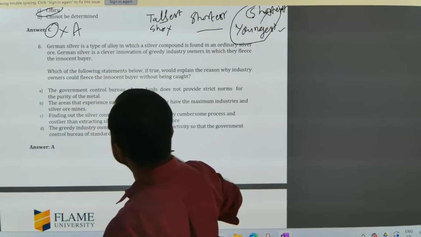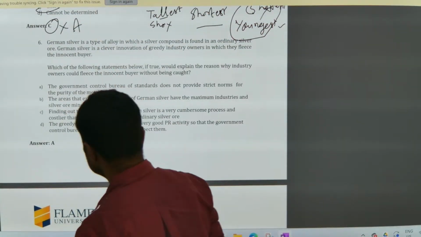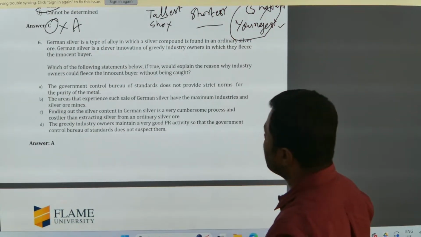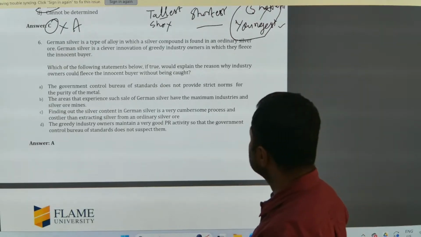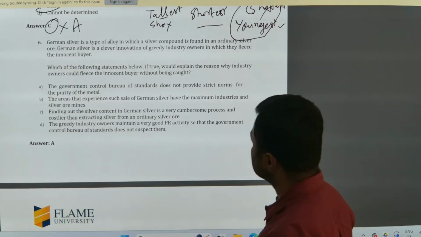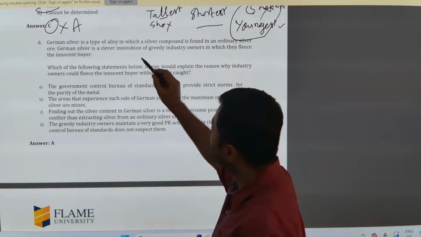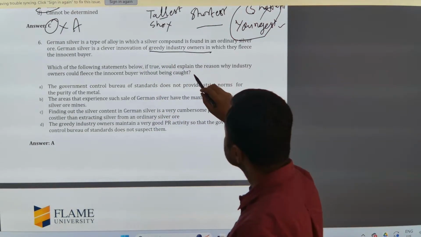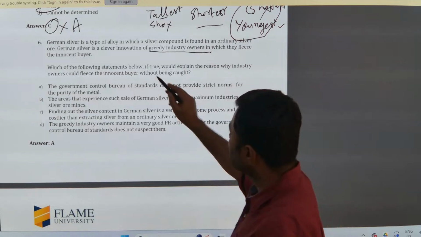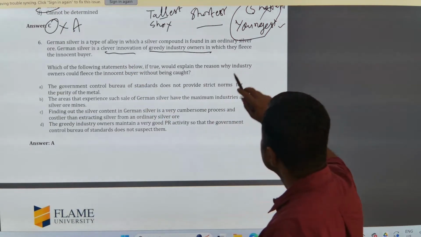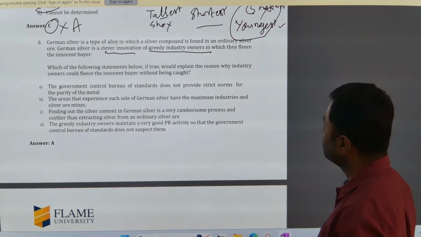Let us come to question 6 then. German silver is a type of alloy in which a silver compound is found in an ordinary silver ore. German silver is a clever innovation of greedy industry owners. So German silver is a clever innovation, right? In which they fleece the innocent buyer.